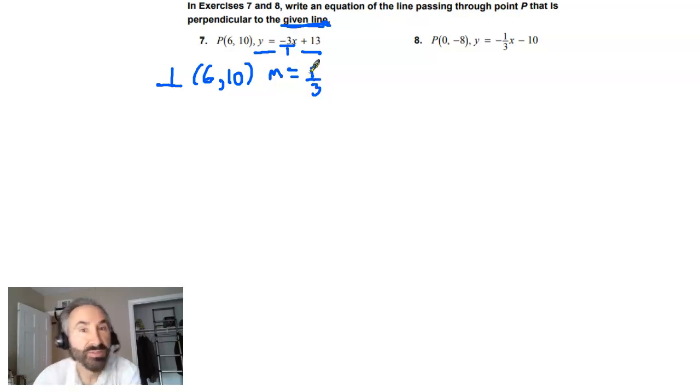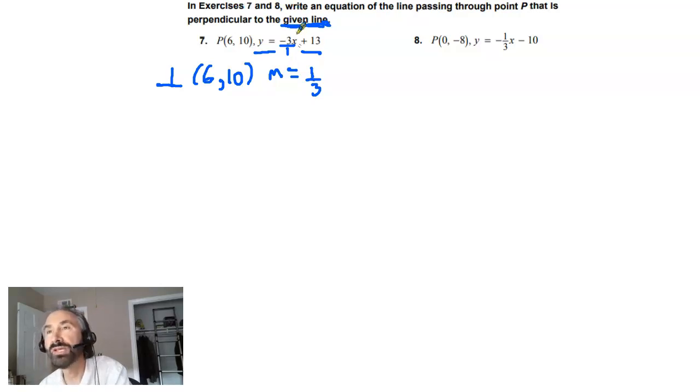Now, I want to make something very clear. The reciprocal of a number does not change the sign. The reciprocal of negative 3 over 1 is negative 1 over 3. This is not the reciprocal of negative 3 over 1. This is the opposite reciprocal of negative 3 over 1. Anyways, hopefully you're with me on that. Now I have the appropriate slope for the line that is perpendicular to the given line.